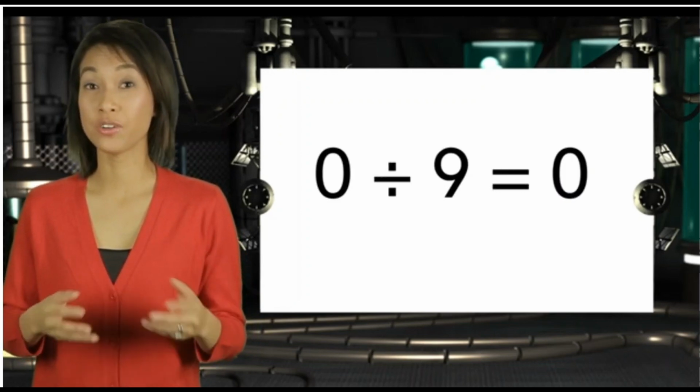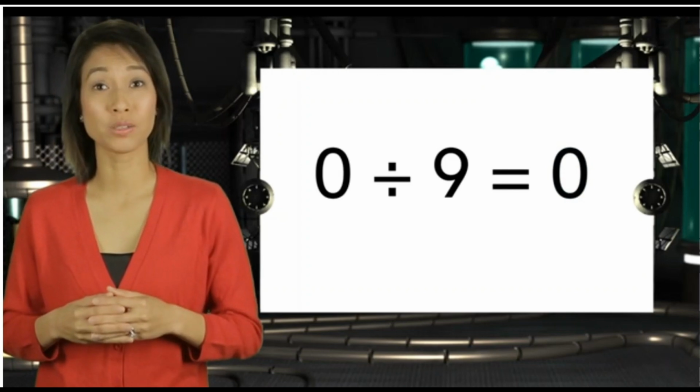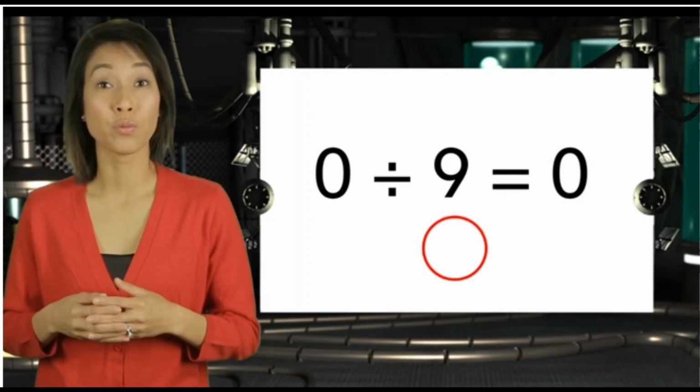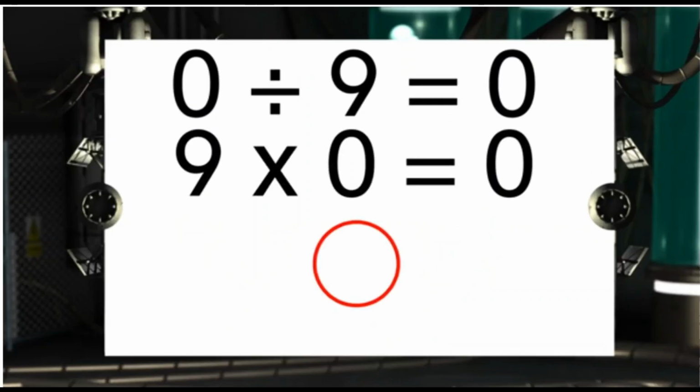Our third rule has to do with 0. When you divide 0 by any number, the quotient will be 0. That might seem strange, but if you have 0 something, then when you divide it into groups, there will still be 0. Our multiplication fact tells us that 9 groups of 0 is still 0.